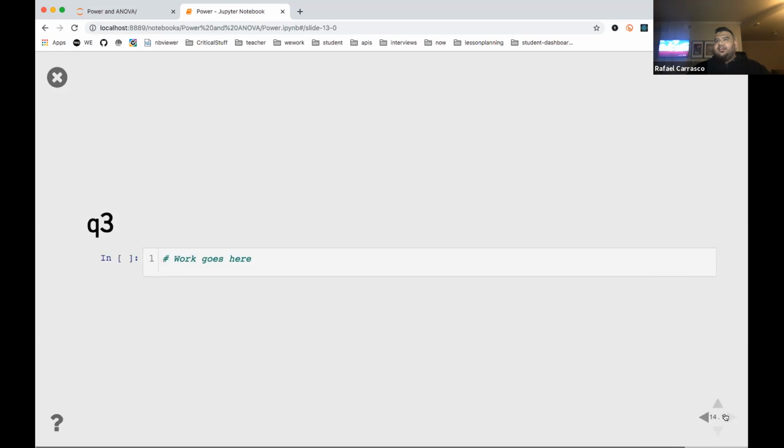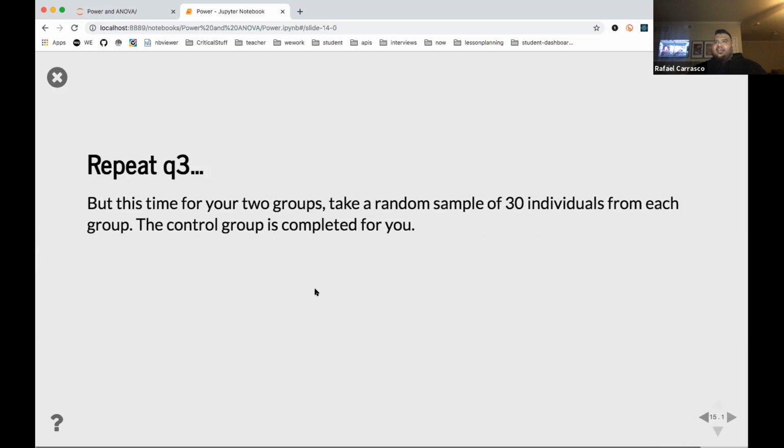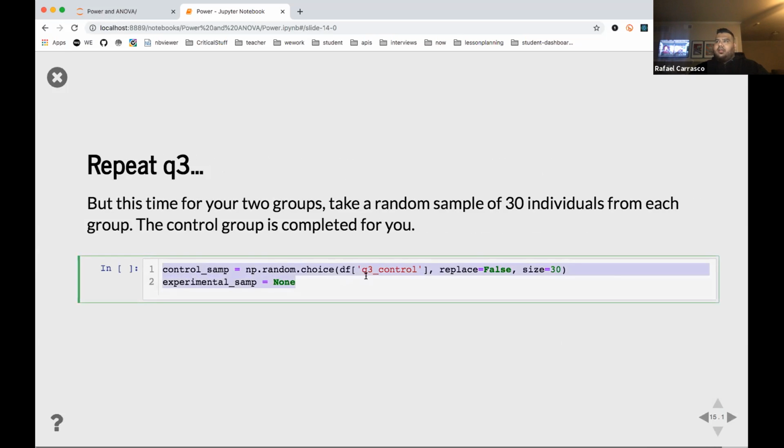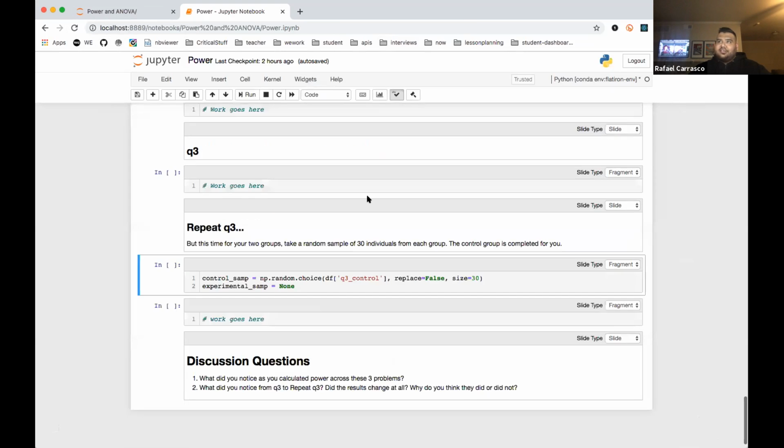For Q3, I couldn't think of a creative scenario in time, unfortunately, but run the experiments between the control group and the experimental group as well. Then repeat Q3, but this time take a random sample from each group and do the same process and see if there's a difference. The control sample is done for you. This is how to take a random sample of 30 individuals from the control group. You're going to have to write it for the experimental group and do the entire process for those two samples. Okay, and that's it for me. Any questions before you begin?